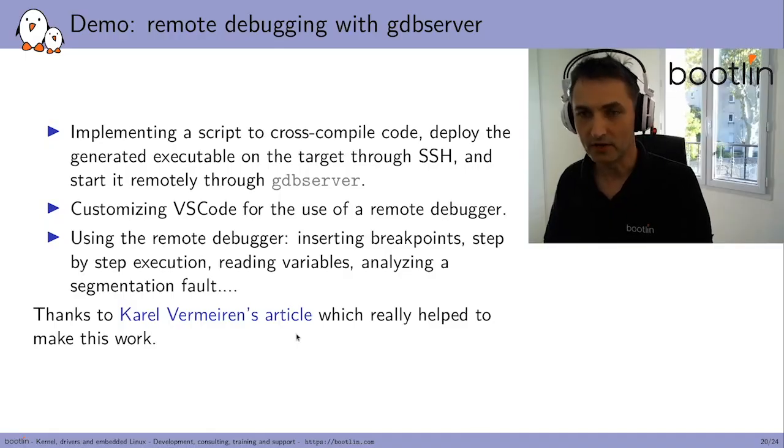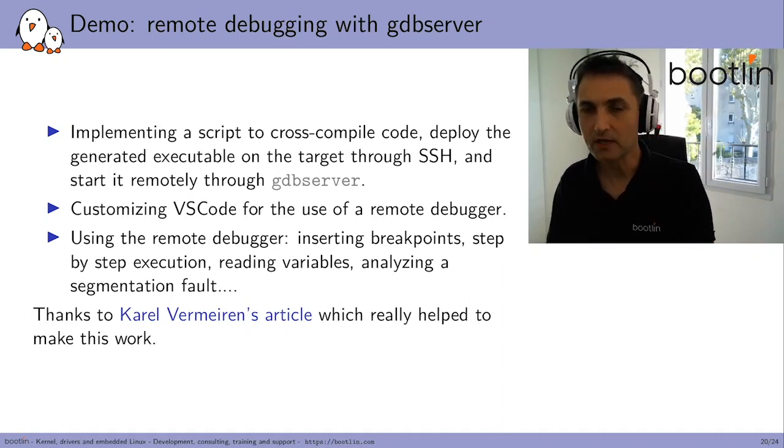Then the last thing I want to show you is something closer to real life, that is remote debugging with GDB server. So here I'll show you how to implement a script to cross-compile code, deploy the generated executable on the target through SSH, and still using SSH, start it remotely through GDB server. And then I'll show you how to customize VS Code for the use of a remote debugger.